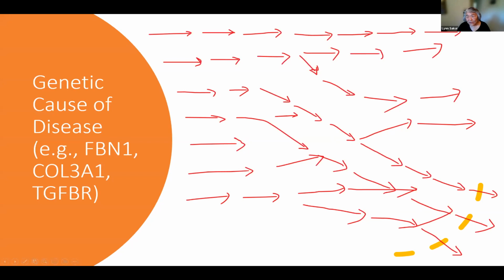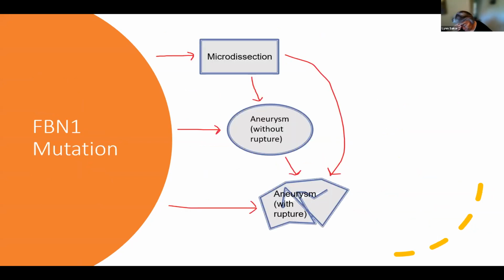But we have different approaches to try. So what we're trying in my lab is to simplify all those arrows by using mouse models. So we have a mouse model that shows only microdissection, no aneurysm. We have a mouse model that shows aneurysm, no rupture. And we have a mouse model that shows aneurysm with rupture.